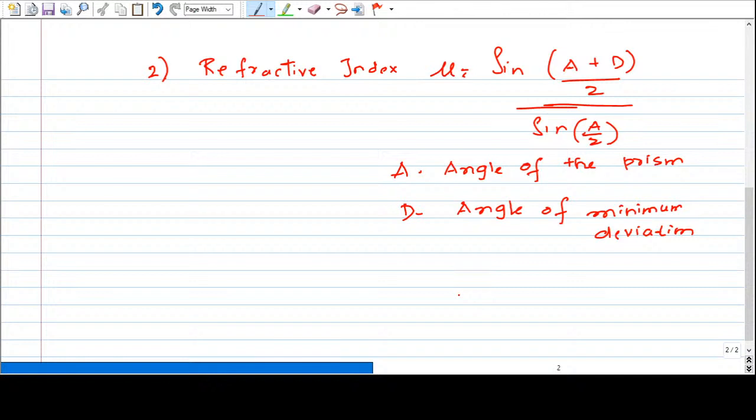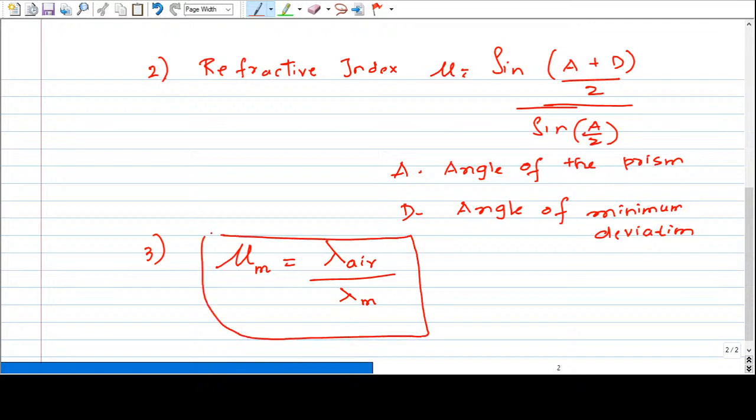Let us go to the third formula. The same refractive index in a medium. We used to call this the refractive index of a medium, which is equal to wavelength in air divided by wavelength in the medium. This is also an important formula, note it down. The third one.